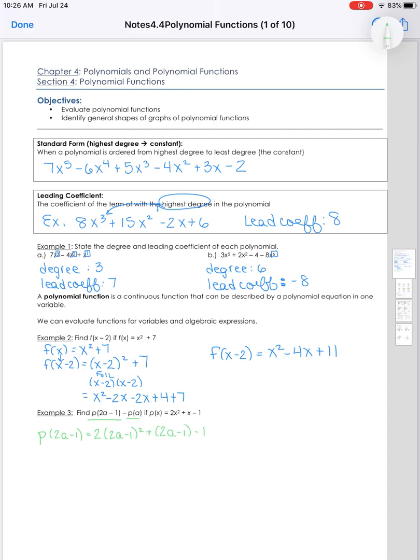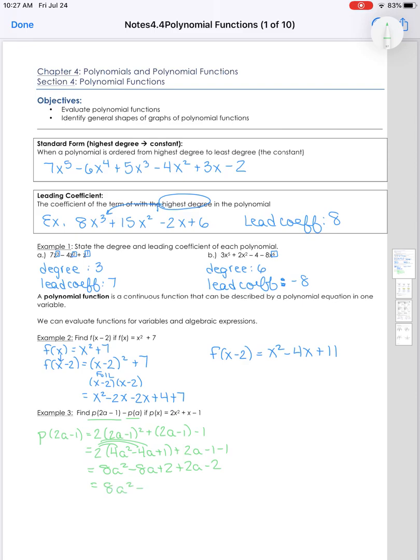Now for 3, we've got 2 things here, p of 2a minus 1 and p of a. So you absolutely can do them separately if you want. You can do them separately. So if we do p of 2a minus 1 first, that means wherever there is an x, I am putting a 2a minus 1 in, and there are 2 slots for that, so just keep that in mind.